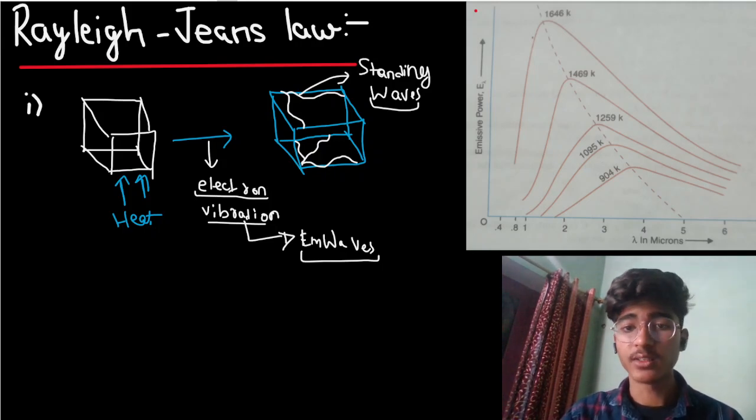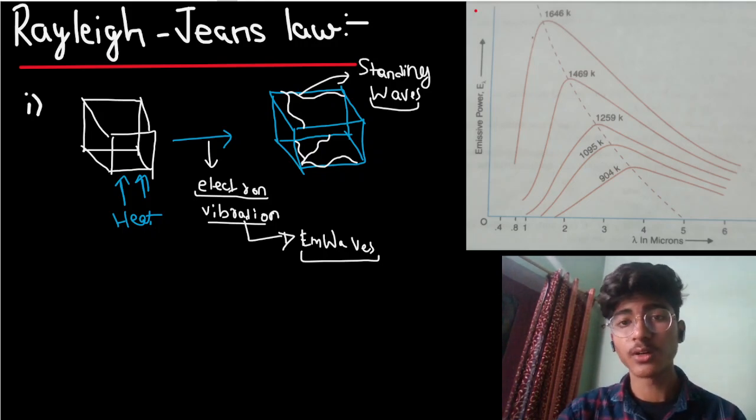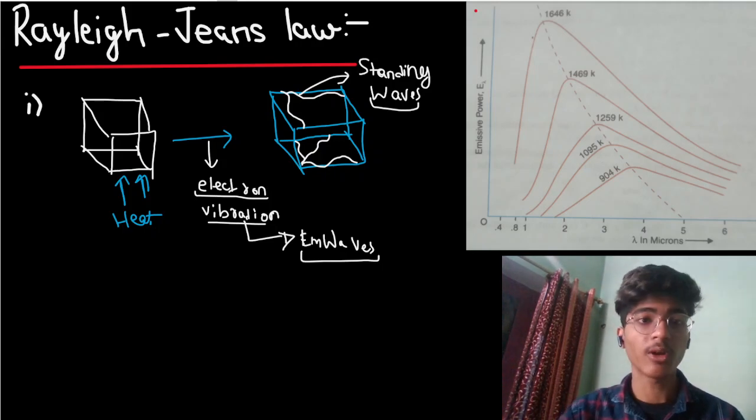Suraj here. And in today's video, the topic is going to be the Rayleigh-Jeans law. In a previous video, we discussed some of the experimental results of the blackbody radiation curve, which are Wien's displacement law and the Stefan-Boltzmann law. And now we are going to discuss the Rayleigh-Jeans law.